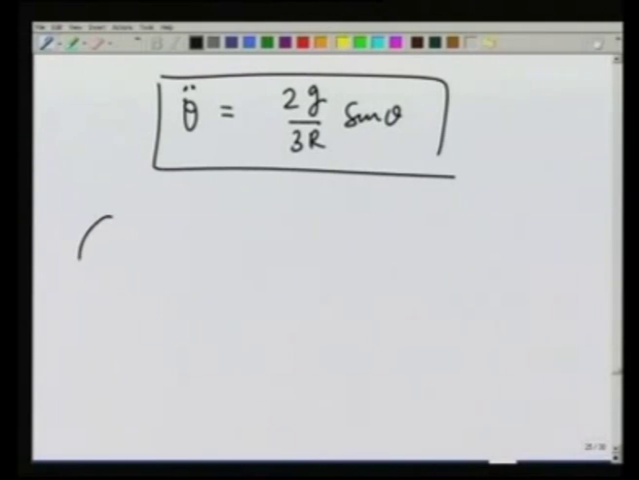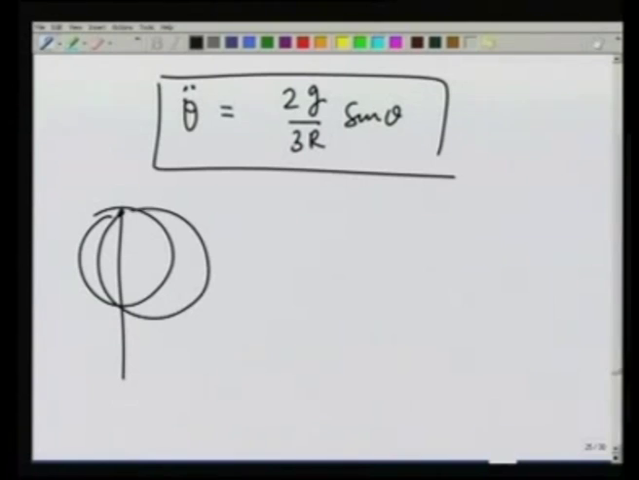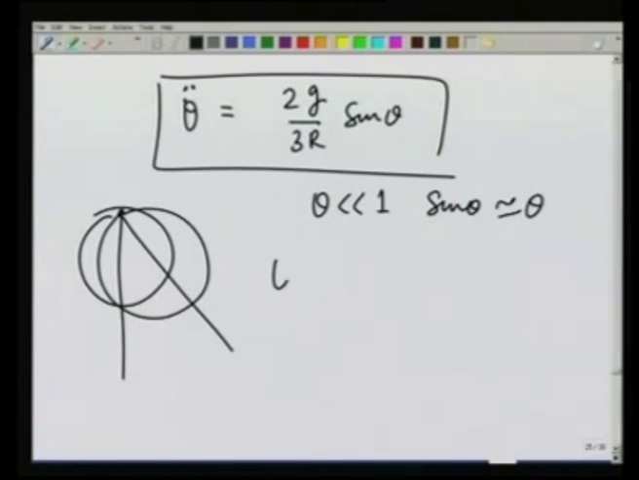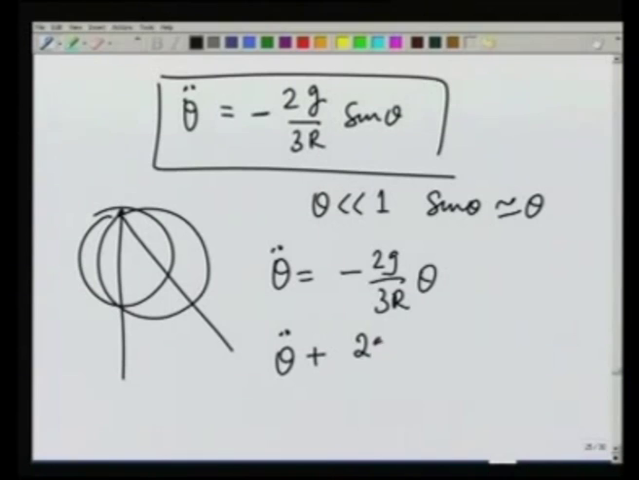We are considering this disk which has been displaced from its equilibrium position like this. For theta less than 1, so that I can approximate sine theta roughly as theta, the equation of motion becomes theta double dot equals, there is a minus sign here, minus 2g over 3r theta, or theta double dot plus 2g over 3r theta is equal to 0.